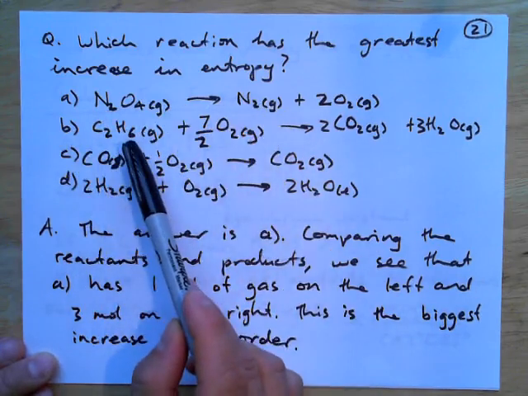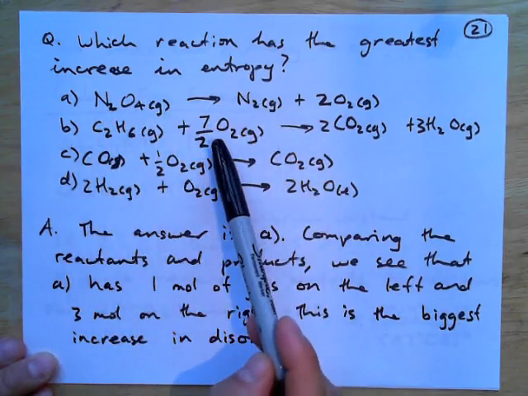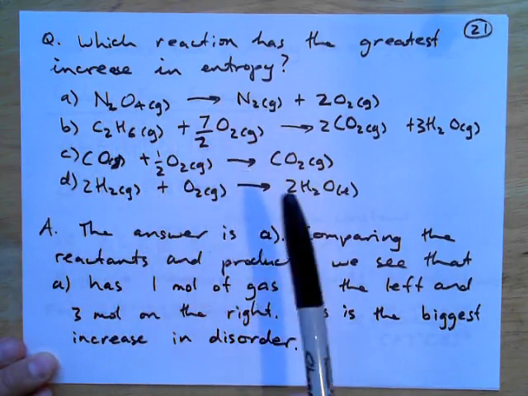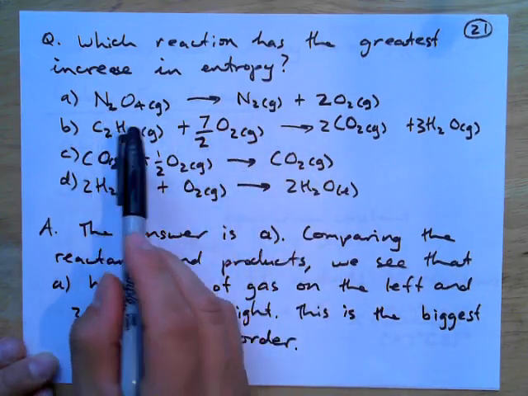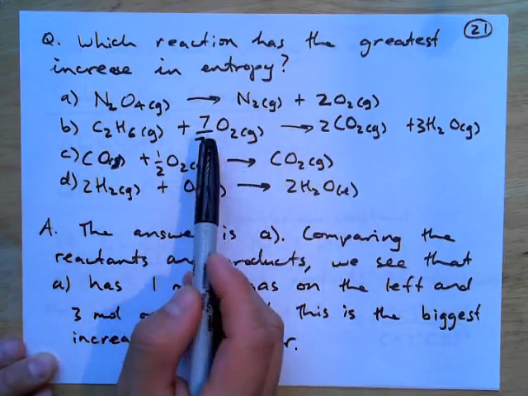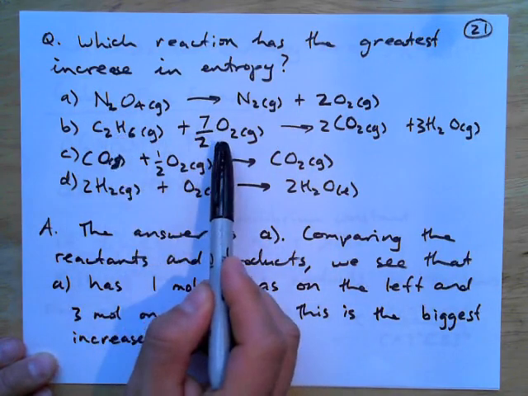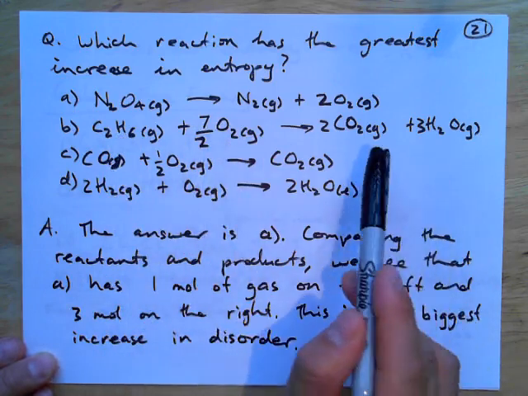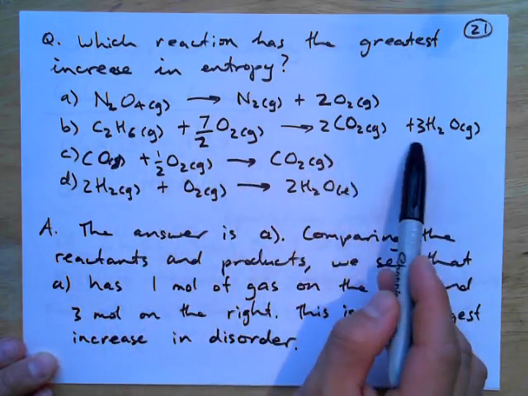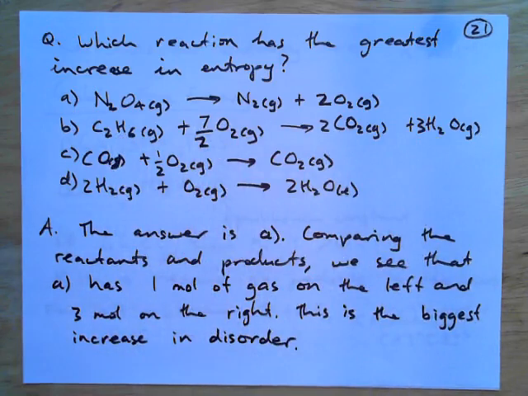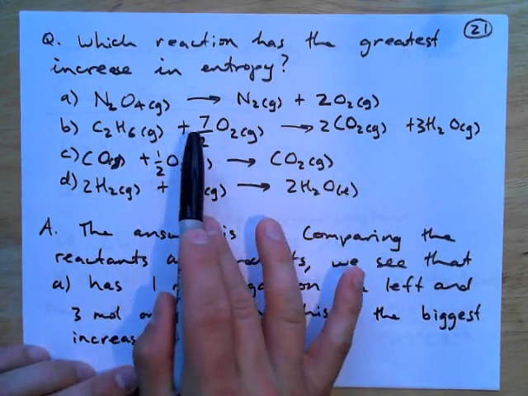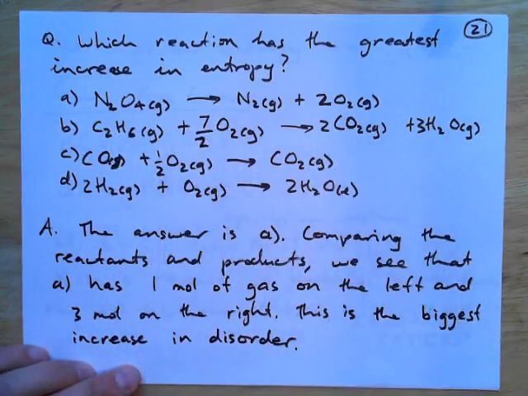B, we have C2H6 with 7.5 O2. So total, we'd have 1 plus 3.5, so there's a total of 4.5 gas molecules on the left, and on the right we have 5. So there's been a slight increase in entropy from 4.5 gas molecules to 5 gas molecules.